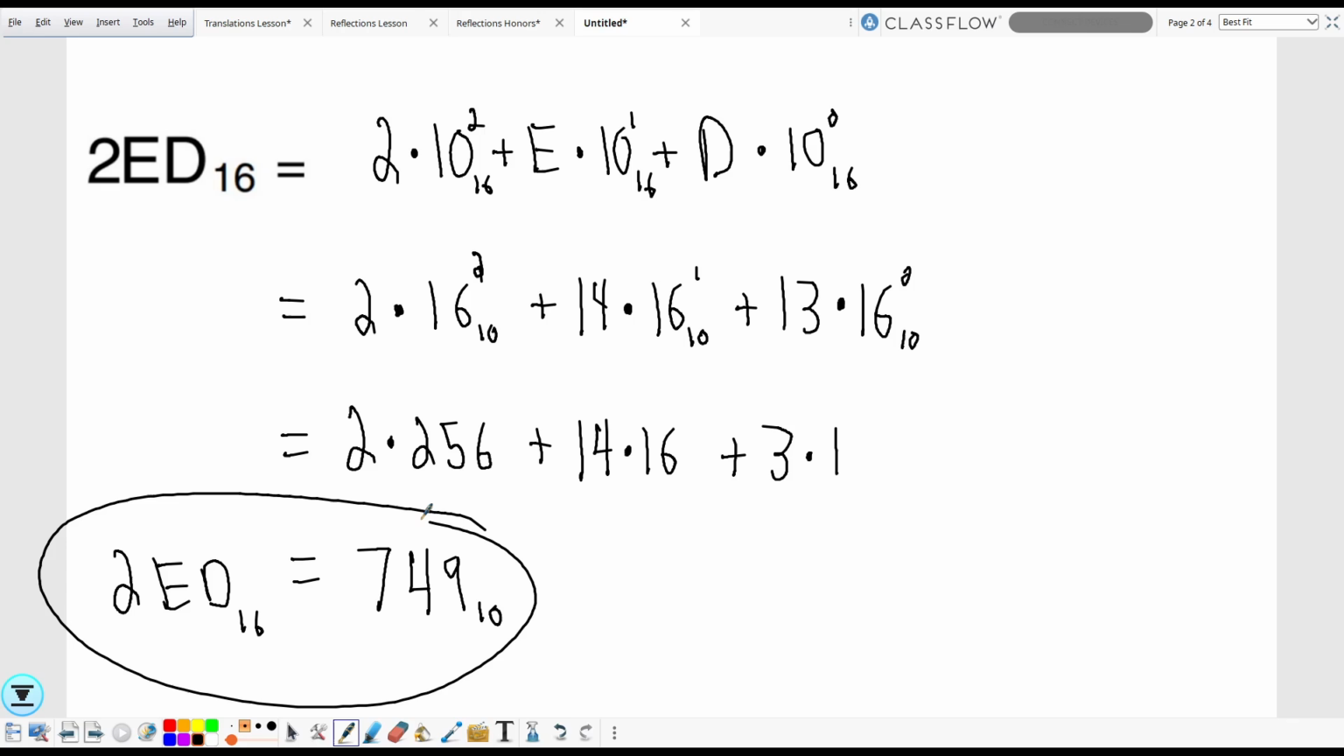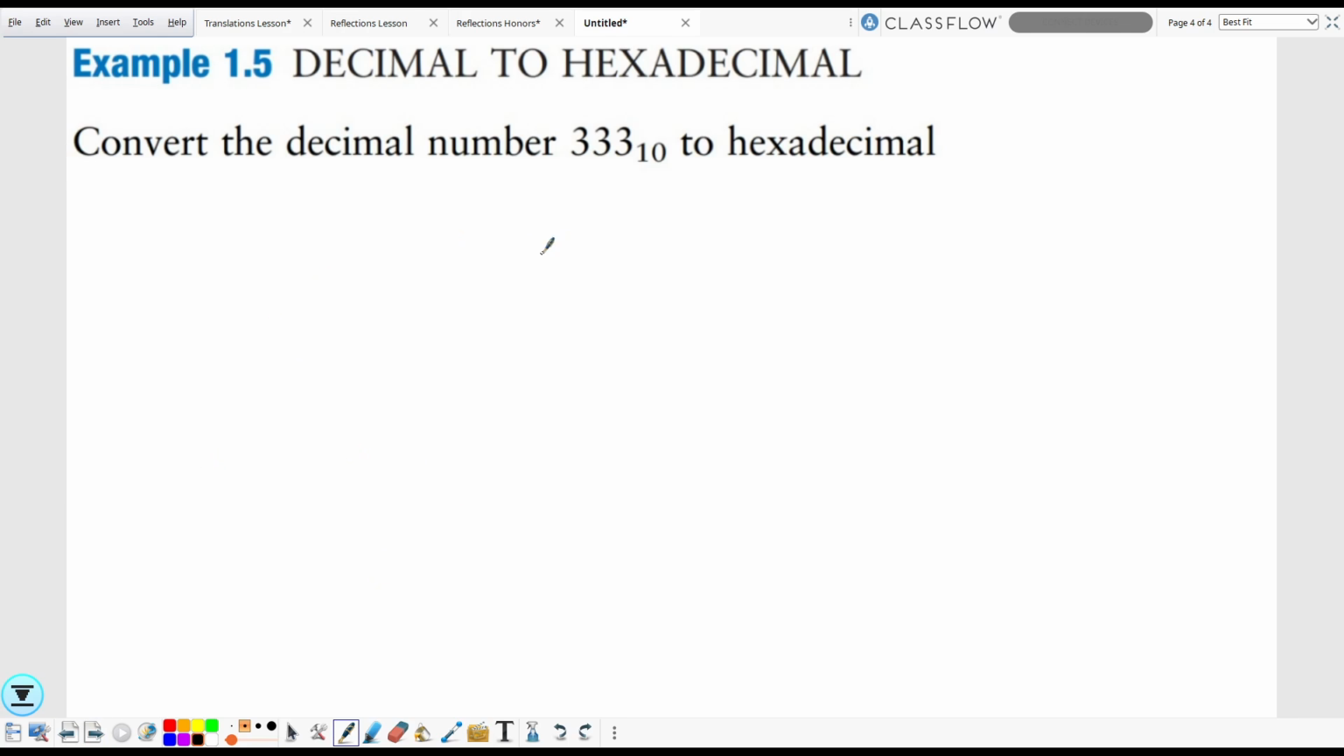So that's how you do a basic conversion into decimal. It's kind of a pain, to be honest, all the number crunching you have to do, but it is what it is. So what if I have a number in decimal and I want to convert it to hexadecimal? Well, we have 333 base 10. So you take that number, 333, and we're going to divide it by 16, long division style.